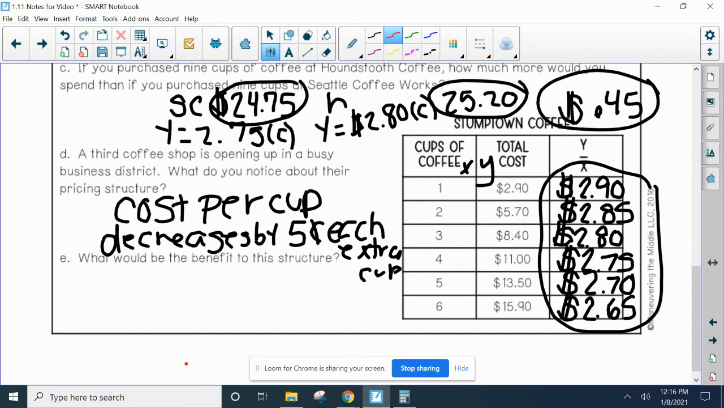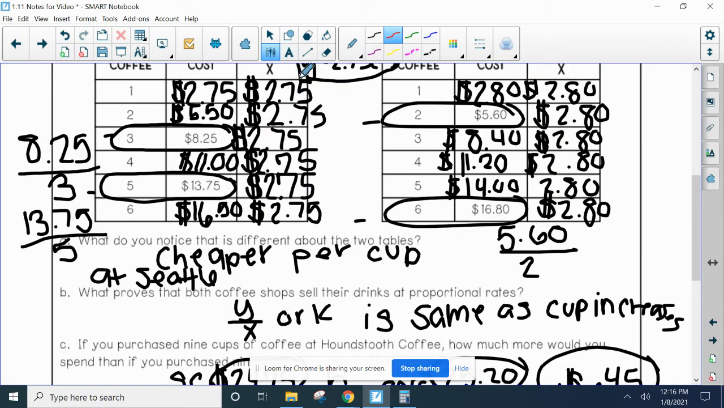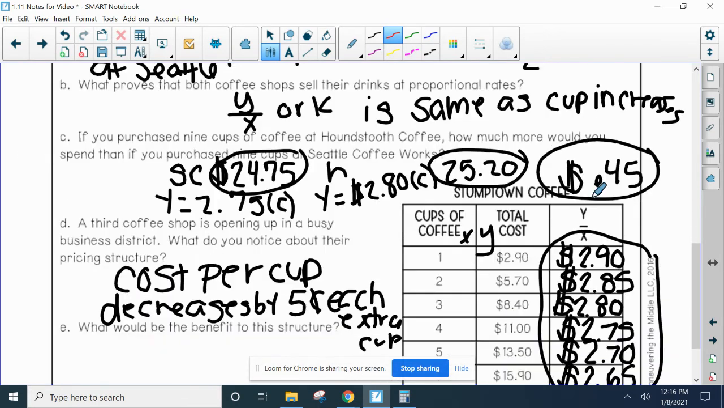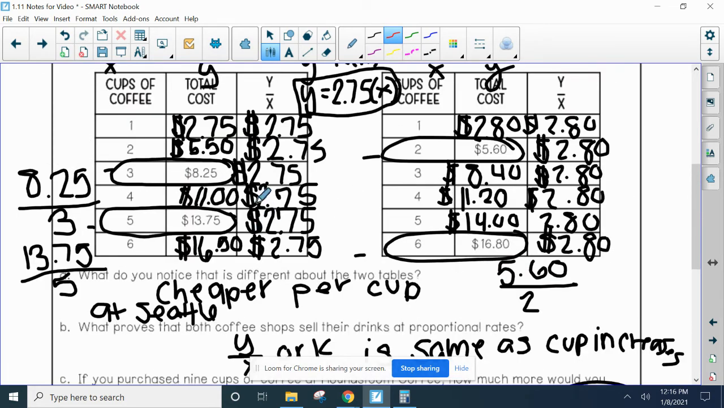So the benefit of this structure is, after buying, let's look. I have $2.75 per cup and $2.80. So it might not be good if you're buying this much coffee, but after you hit 5 cups, it's cheaper per cup.